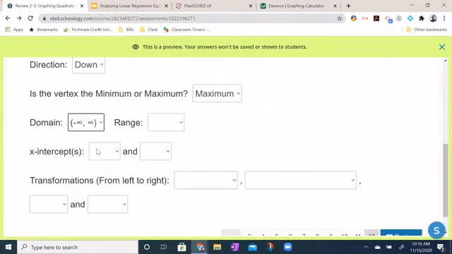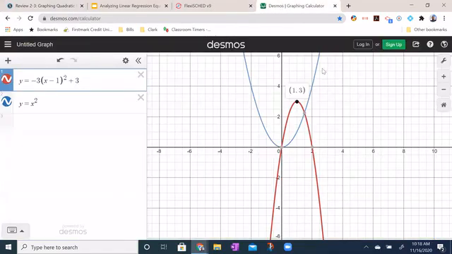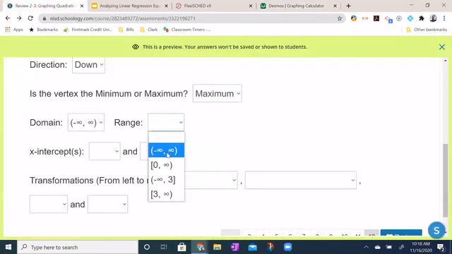Domain, again, all day long. Now the range, it's going to be different. So be very careful. It's bottom to top. So here, this parabola opens downwards, which means we're going to come up from negative infinity all the way up to a max of 3. Okay, negative infinity to 3. Again, they'll try to trick you. It's not from 3 and up. This parabola doesn't open up, it opens downward. So negative infinity to 3.